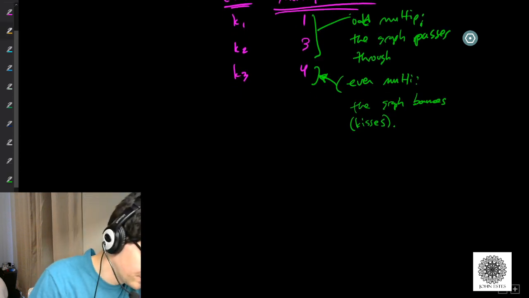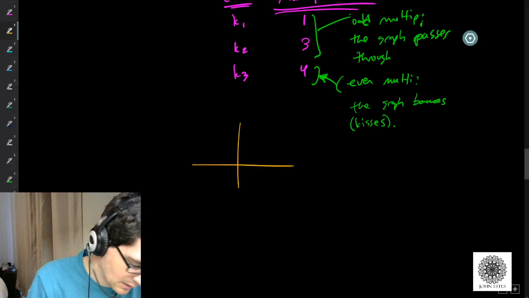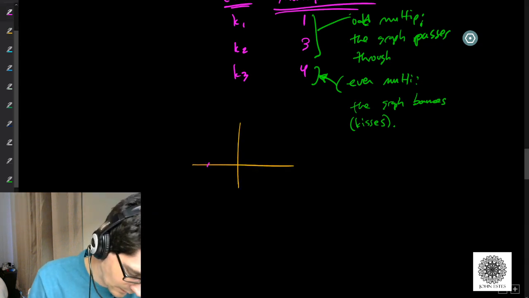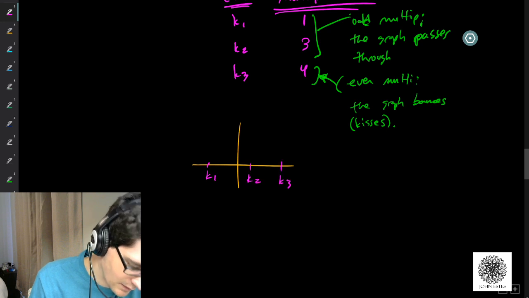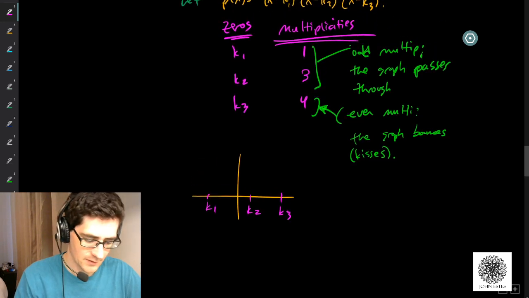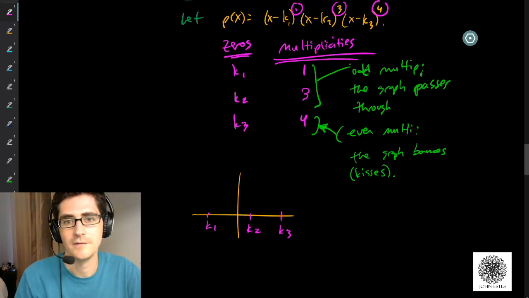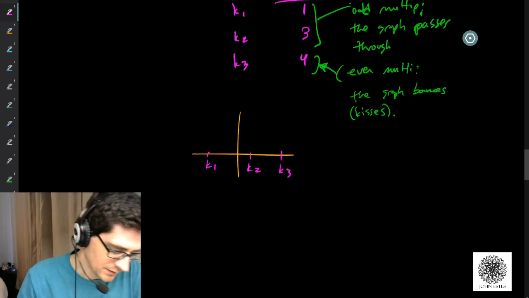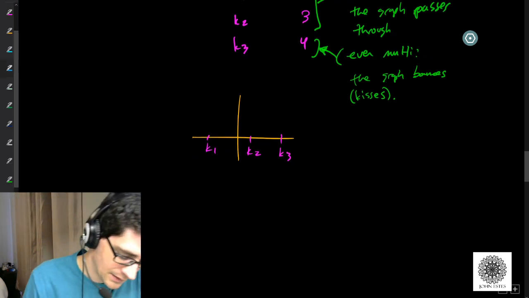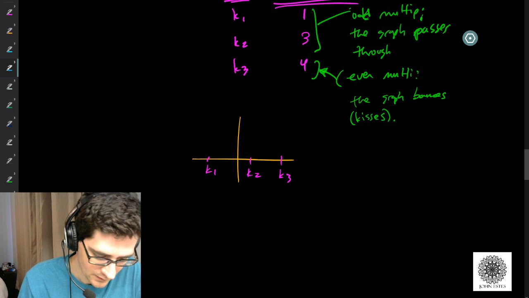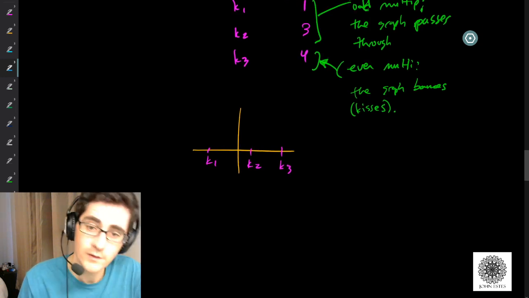So let's just make up an example. Let's put in our k1. Let's say k1's there, k2's there, and k3 is there. I don't know a lot about this graph. Actually, I could figure out its behavior if I wanted to, but for the time being, let's not worry about that. Okay? But I do know that I have an odd multiplicity at k1 and k2.